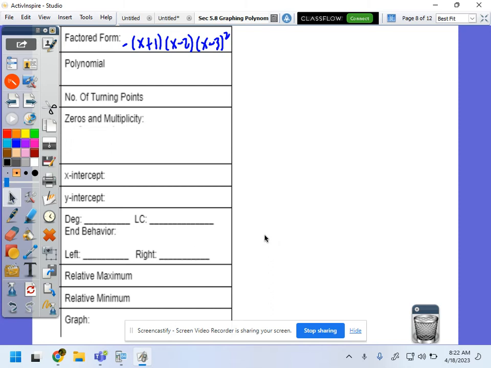Yo, this is Mr. O, and today we're gonna go over graphing polynomials given a factored form. So let's go ahead now. The very first thing I'd like you to do is find the polynomial by multiplying. Again, it doesn't matter which one you multiply first.